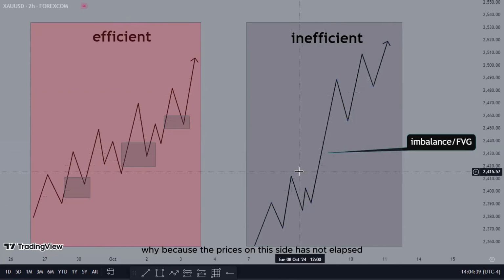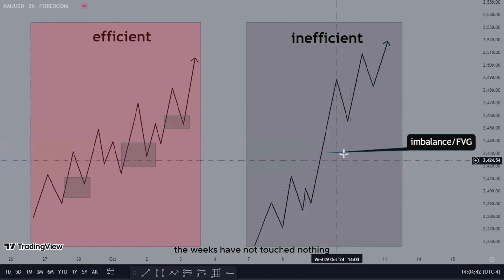Why? Because the prices on this side have not overlapped with the prices on this side. The wicks have not touched, nothing. There's a huge gap here. If you know what imbalance is, you understand what I'm saying. So this price chart is inefficient.